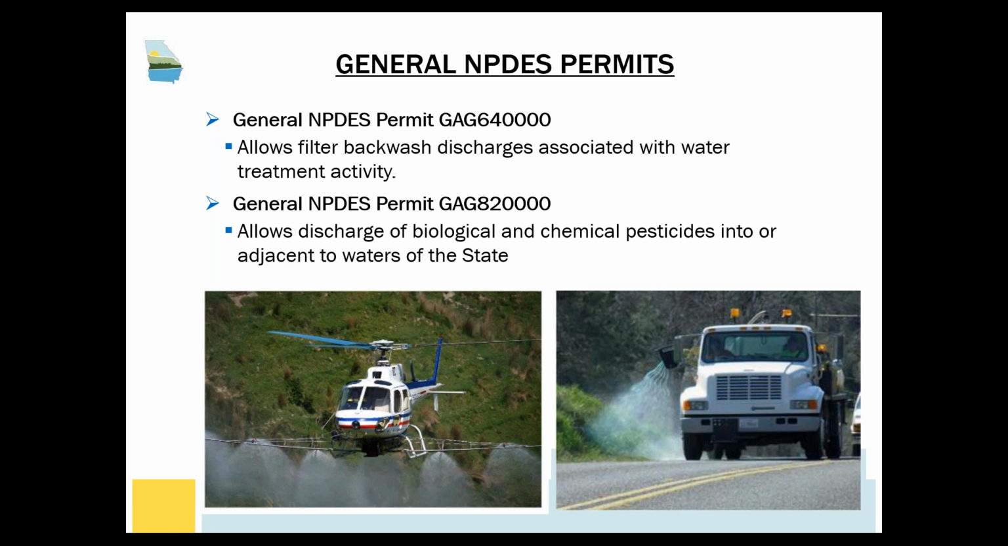Now this one may be a little bit more infrequent, but the general NPDES permit GAG 8200 series, these allow discharges of biological and chemical pesticides into and adjacent to the waters of the state. So the two images below are a good indication of what these permits would apply to. It's mostly a DOT thing, but there are some cities and counties that may do this as well, and they would be required to have this general permit or comply with this general permit.